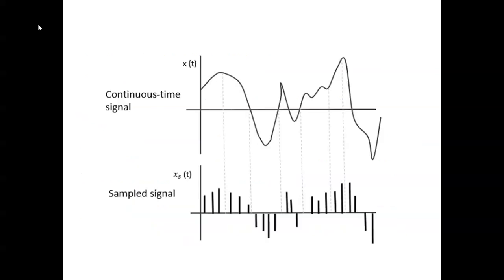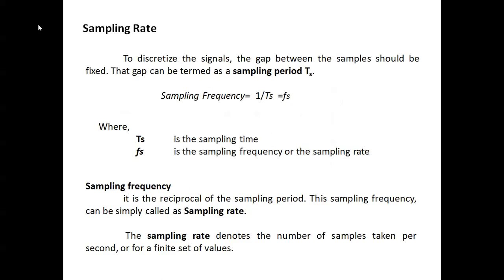See, this is a continuous time signal, and this is the sampled signal. The continuous time signal looks like a random signal. Based on the piece of data taken from the whole waveform, at a fixed time interval, they take the samples. Then finally you sketch them, and you get the graph of the sampled signal.